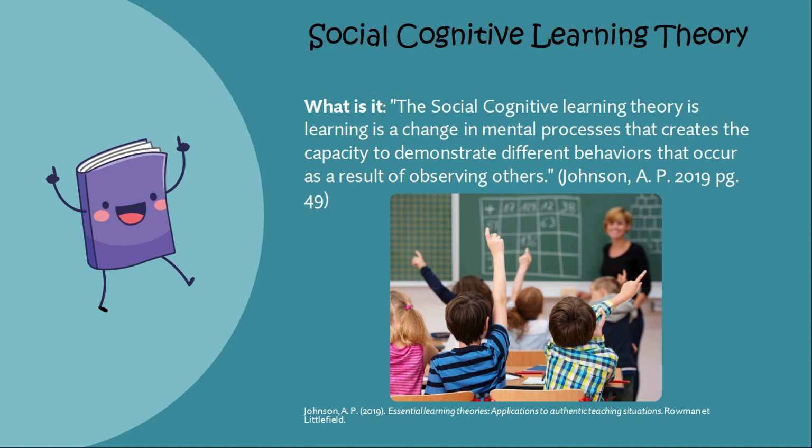First, we're going to start with the social cognitive learning theory. And we're going to ask, what is it? The social cognitive learning theory is essentially learning is a change in mental processes that creates the capacity to demonstrate different behaviors that occur as a result of observing others.